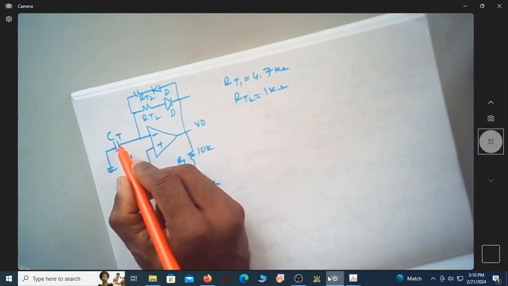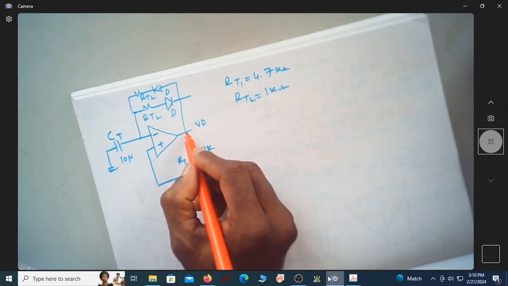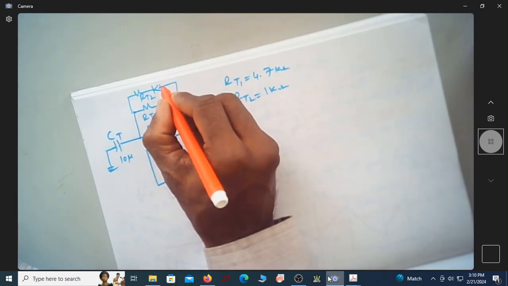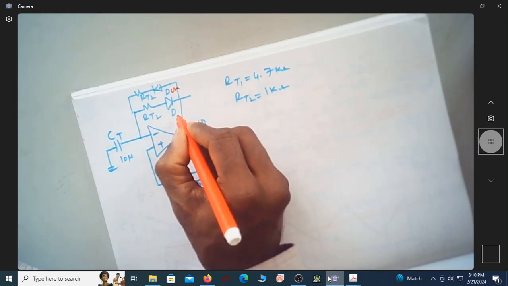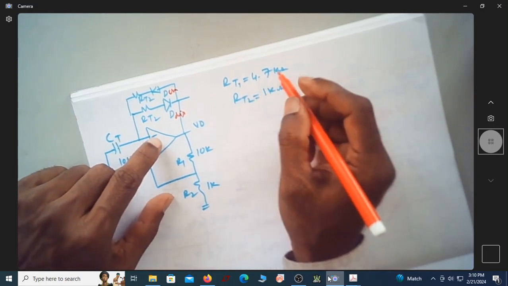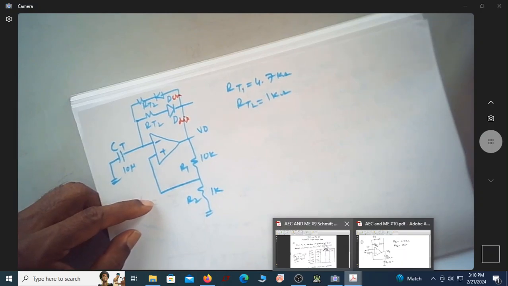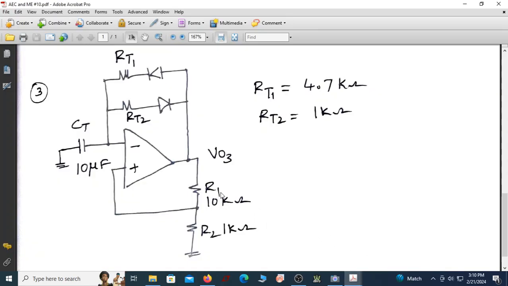Again, now we know that the capacitor will charge to plus Vsat. When it is plus Vsat, this diode is on. So shall I say this as D charge, this as D discharge. Now this T1 is associated. Okay, let me write which is T1. This is T1. This is RT1. This is RT2.